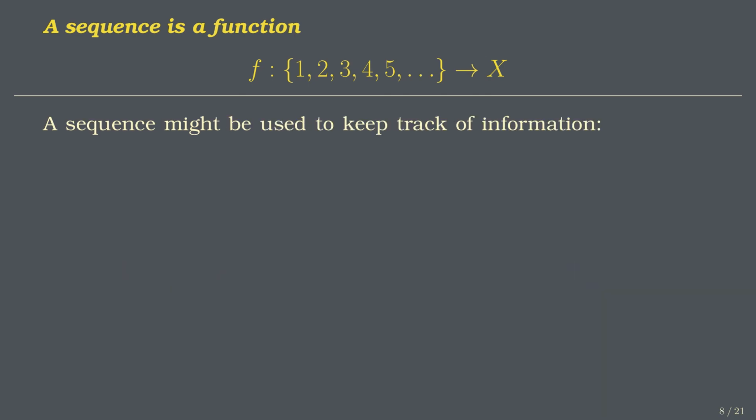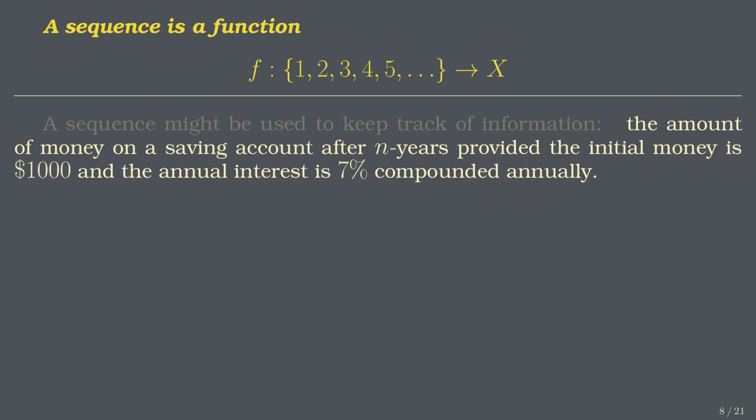Well, because a sequence is a sequence, you might use a sequence to keep track of information. So in this example, we choose the amount of money in a savings account after n years, provided the initial money is $1,000 and the annual interest is 7% compounded annually, as the sequence of interest.